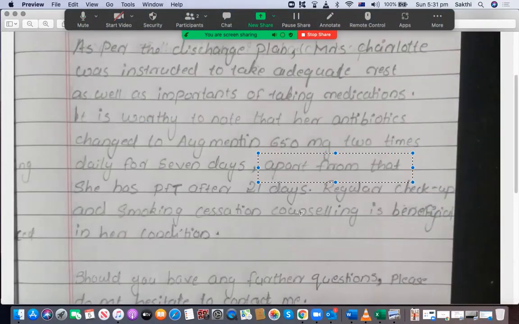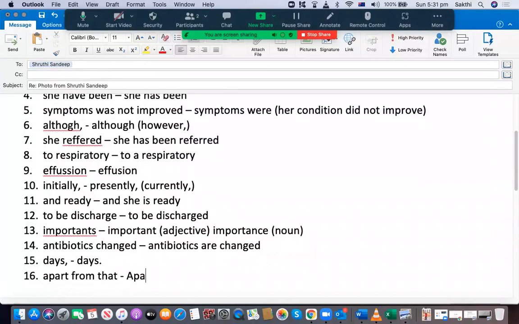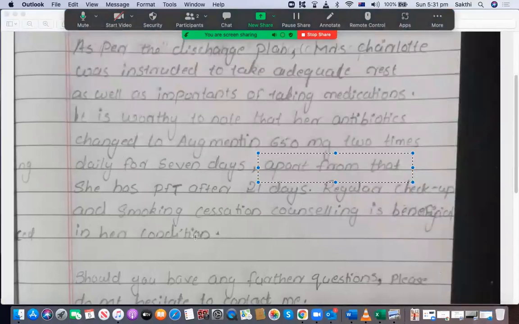Okay, days. Apart from that, so instead of writing this one, you have to start a new sentence because this is incorrect. You have to say, "Apart from that," comma. Okay, that is how you need to write it down. All right, let's go to the next one.